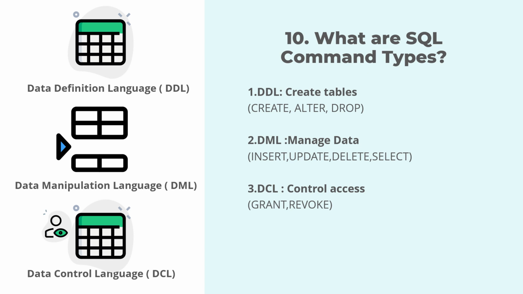Number 3. DCL or Data Control Language. DCL commands control access to the data. They determine who can view or change the data. Example commands are: grant, gives the user permission to perform certain action; revoke, this removes permission from the users.